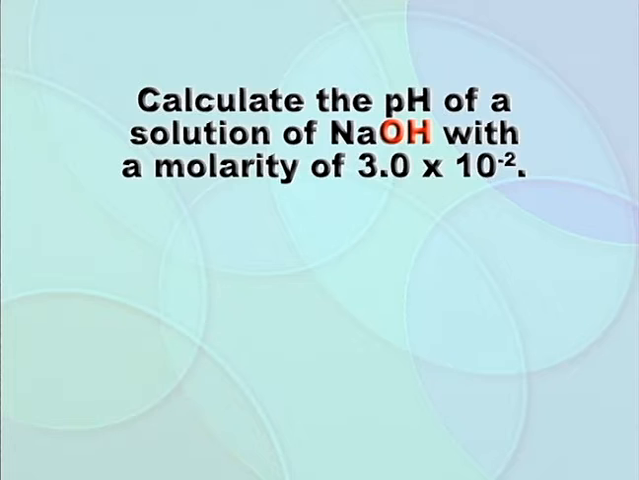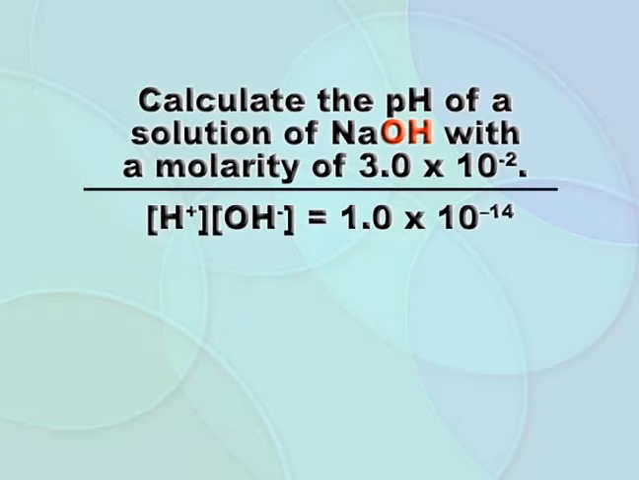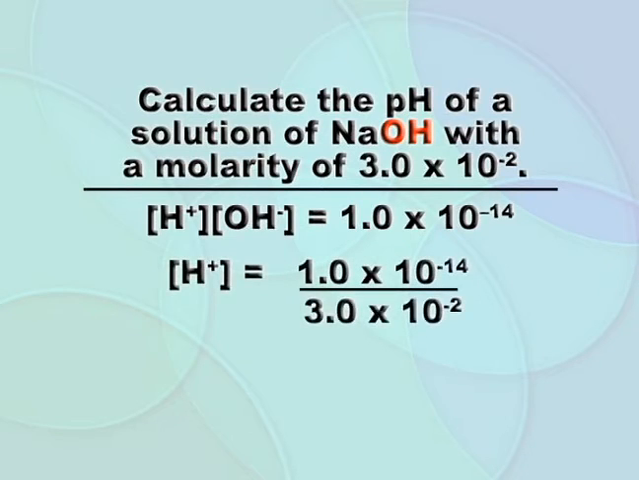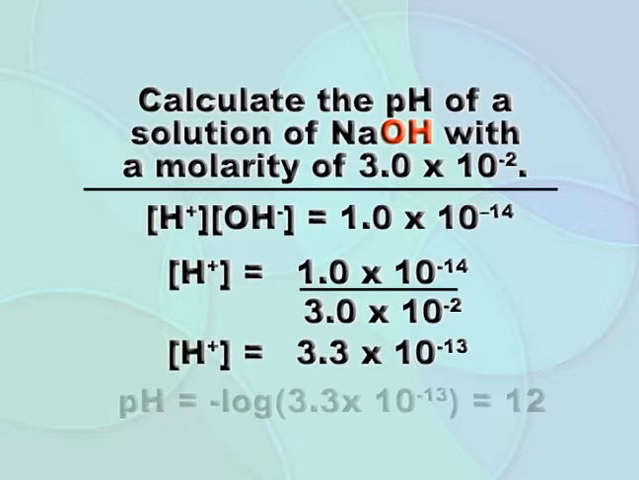Using the relationship that the concentration of hydrogen ions times the concentration of hydroxide ions is equal to 1.0 times 10 to the negative 14th power, we can solve for the concentration of hydrogen ions. 1.0 times 10 to the negative 14th divided by 3.0 times 10 to the negative second is 3.3 times 10 to the negative 13th. We take the negative log of that to get a pH of 12. That wasn't so bad, was it? Now, you give it a try.